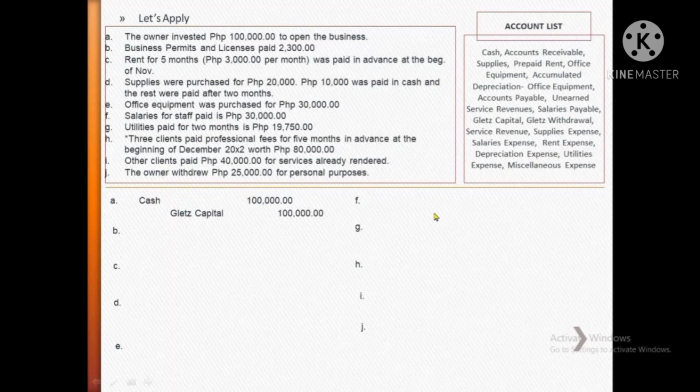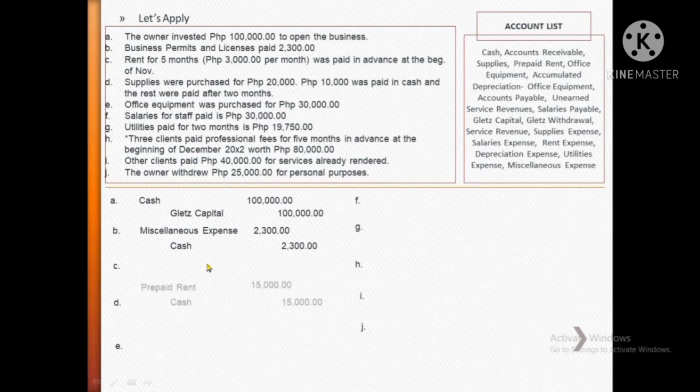That particular reminder is because of transaction letter B. You have paid business permits and licenses 2,300. In here, we do not have any expense account for business permits and licenses. But we know that it's an expense. So it's better to use miscellaneous expense 2,300 and credit cash 2,300. Next is letter C. You have paid advance rent for 5 months. So what will you do?